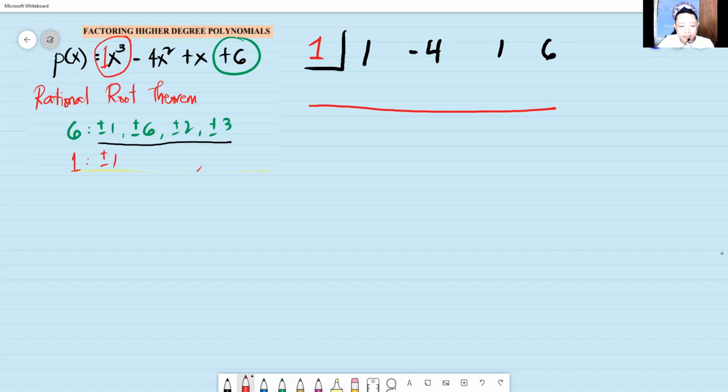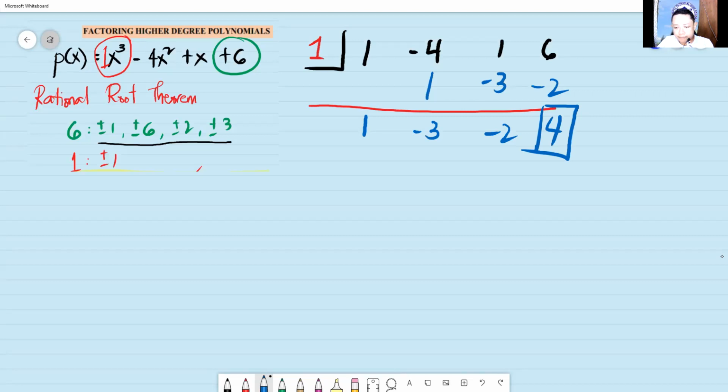Do the process. So we have here, bring down 1. 1 times 1, that's 1. Combine, that's -3. -3 times 1, it's -3. Combine, that's -2. -2 times 1, that's -2. We will end up with 4. Factor or remainder theorem? Since it's not 0, it's a remainder theorem. Since it's a remainder theorem, we cannot make use of 1 as our root. So this is not a root.